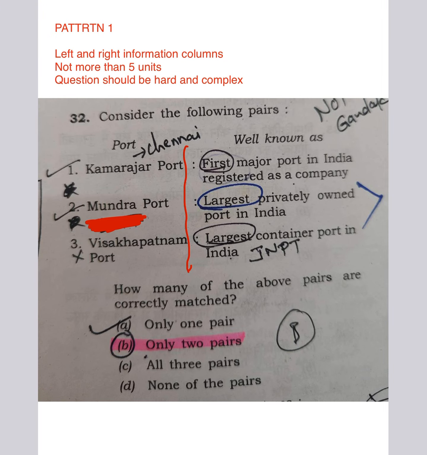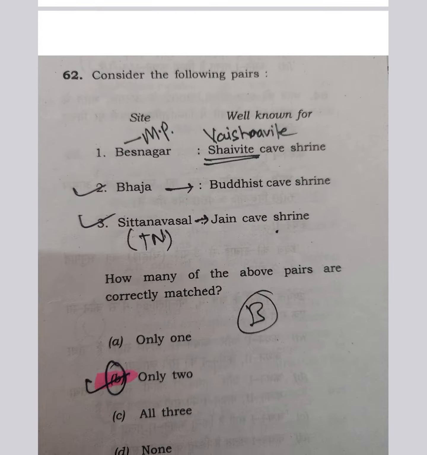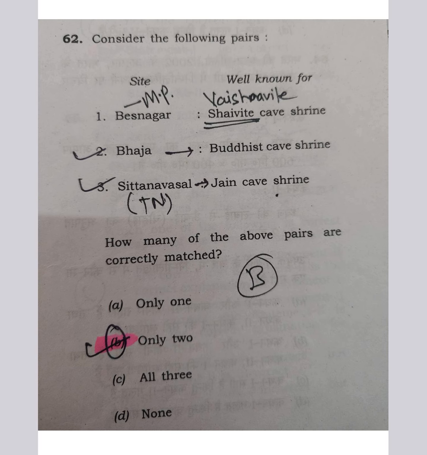So this is the first question. The answer is only 2 pairs are correct. Okay, this is the second question, a recent year question I have collected, where the answer is also only 2 pairs are correct. So there is always a 2 pair option which is correct, but remember one thing, it is not always. It should be in this particular pattern only.